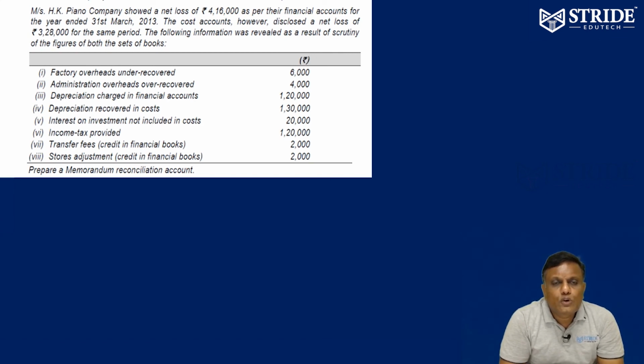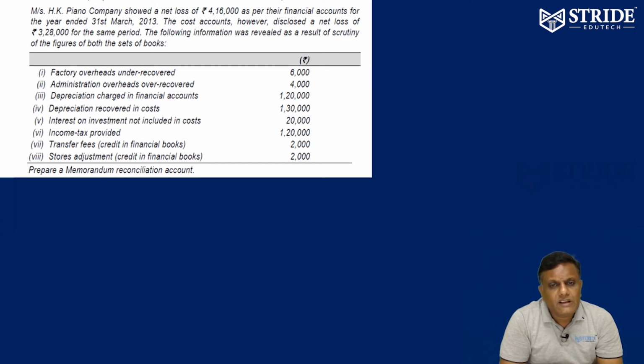HK Piano Company showed a net loss of 4,16,000 as per financial accounts for the year ended 31st March 2013. The cost accounts disclosed a net loss of 3,28,000 for the same period. The following information was revealed as a result of scrutiny of both the books. Factory overhead under recovered 6,000, which means expenditure in cost is less than finance. Administration overheads over recovered 4,000, which means expenses in cost are higher than finance by 4,000. Depreciation in financial accounts 1,20,000. Depreciation in cost accounts 1,30,000. Depreciation in cost is higher than financial by 10,000, over recovery.